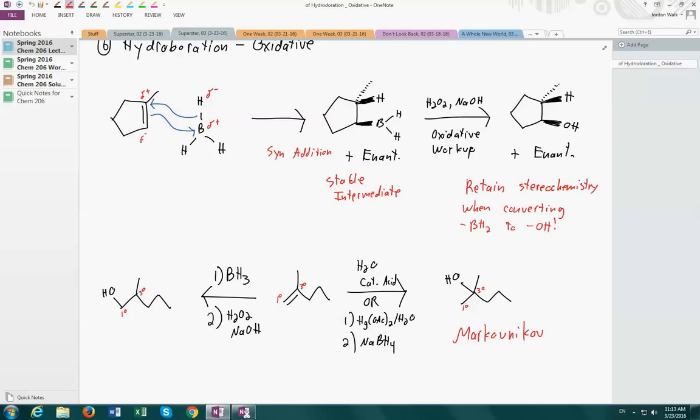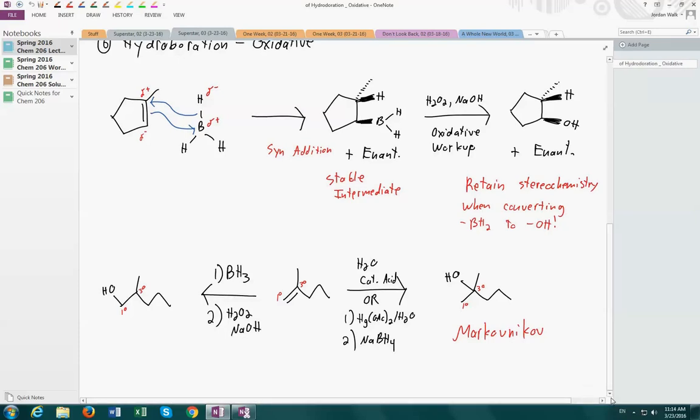Yeah. All right, so really, really, really useful. I'll say this. What do you think the odds are in an exam that I would maybe show you a starting material, show you a product, and then ask you what would be the correct way to add that alcohol? It's pretty likely. So keep in mind that we've ultimately got 2 different strategies in terms of adding an alcohol. We can add it in a Markovnikov fashion, or we can now add it in what we call an anti-Markovnikov fashion.